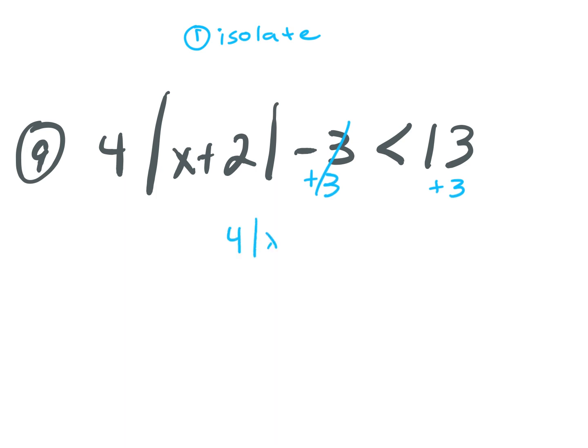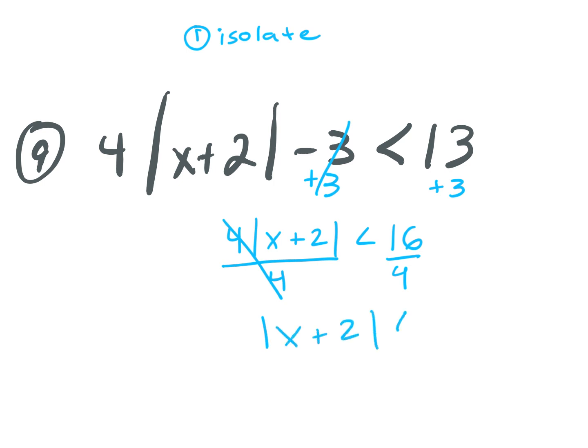So 4 times the absolute value of x plus 2 is less than 16. Then we divide by 4. Awesome. Since 4 is being multiplied to the absolute value, we have to divide to get rid of it. So we have the absolute value of x plus 2 is less than 4.